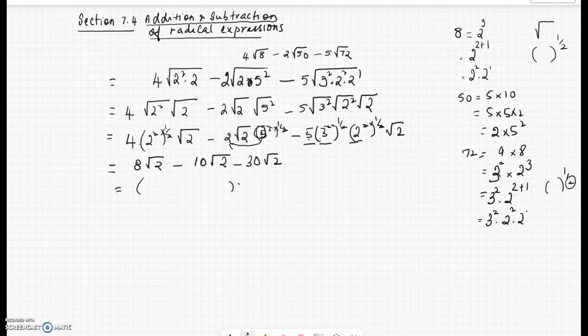So I'm going to factor out the radical 2. And it's going to be 8 minus 10 minus 30 when I factor out the radical 2. So 8 minus 10 is negative 2. Negative 2 minus 30 is negative 32 radical 2.